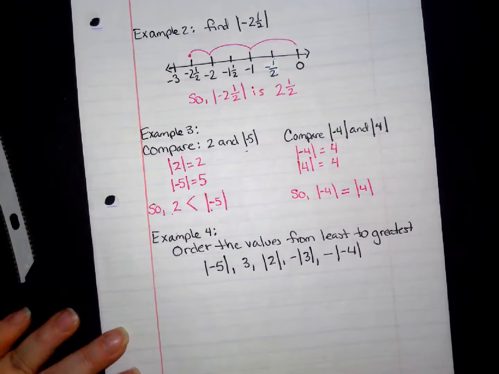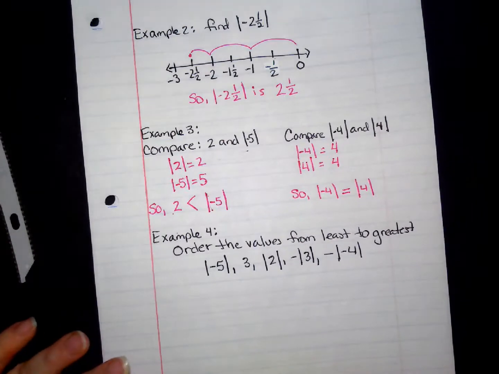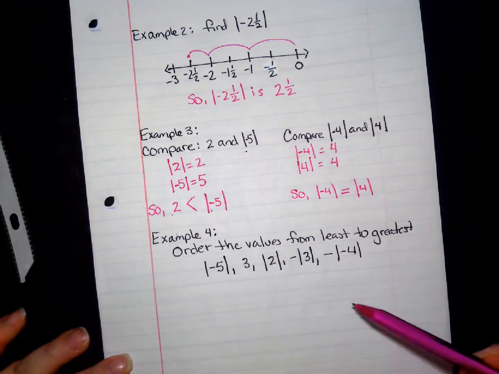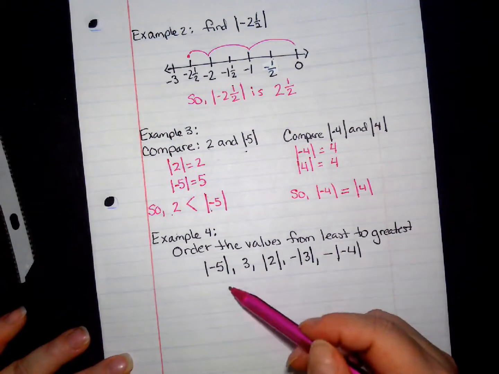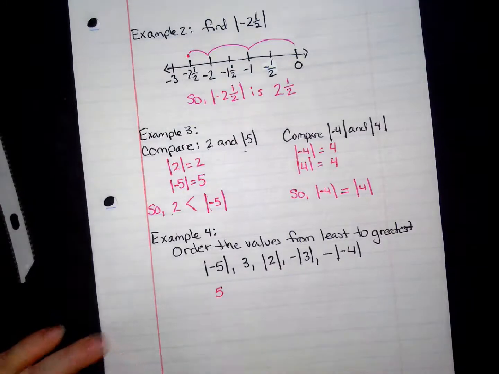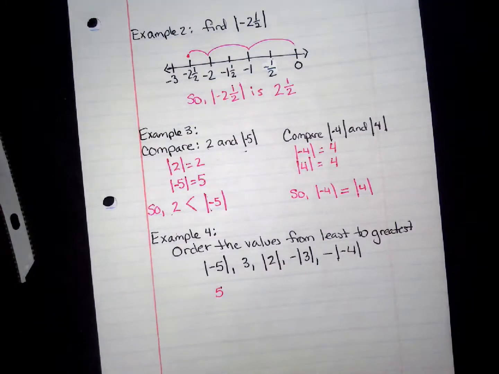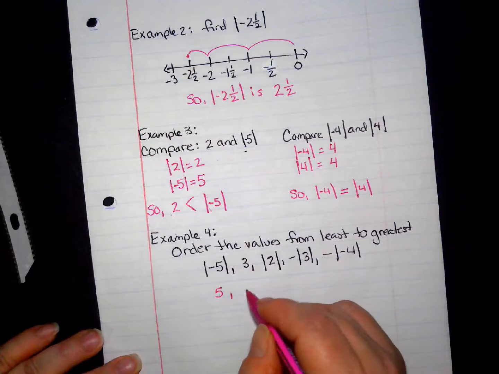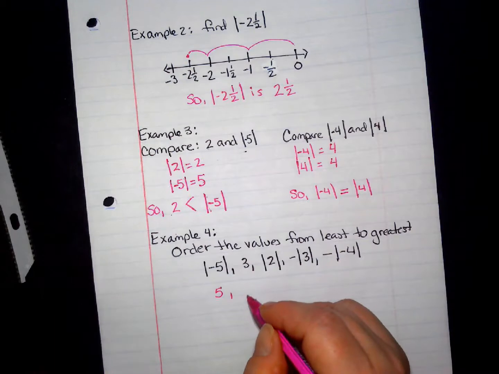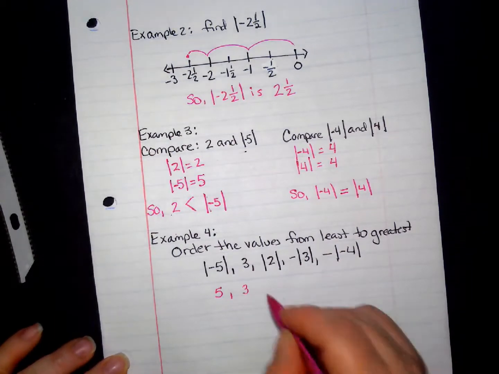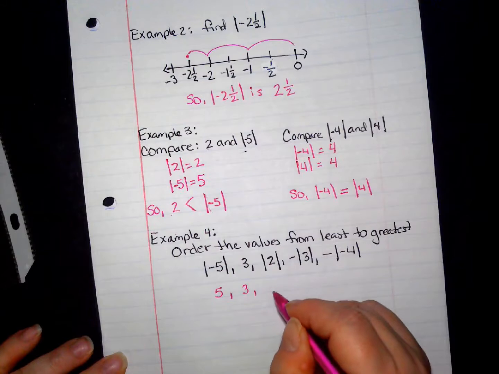Okay, so first things first, I'm going to find the absolute value of each of these numbers. So the absolute value of -5 is 5, because starting at 0, I go 1, 2, 3, 4, 5. The absolute value of 3 is 3, because starting at 0, I go 1, 2, 3. The absolute value of 2, starting at 0, I go 1, 2.